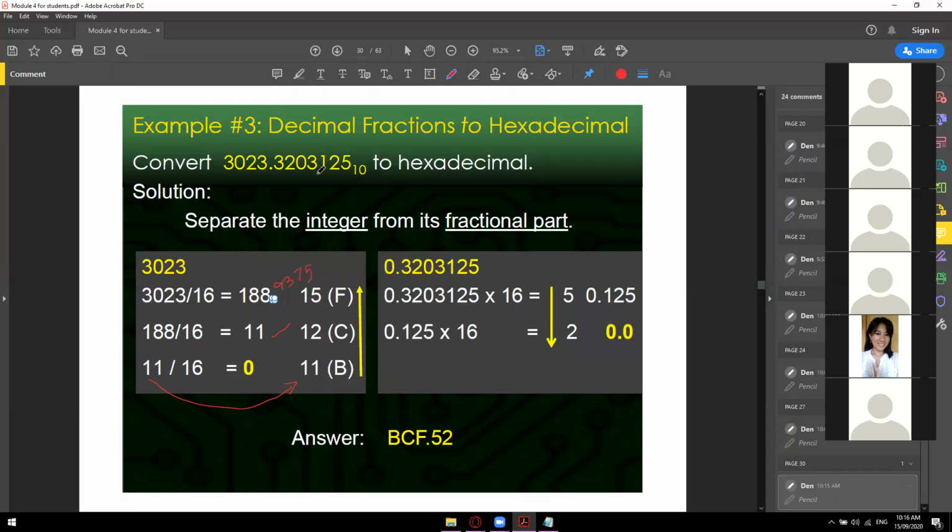And for the decimal part, multiply naman ang kailangan natin gawin. So, 0.3203125 times 16, then you'll get 5.125. And then 0.125 times 16, then you'll get 2. Okay? When the fraction part becomes 0, take the integer parts. Read it from top to bottom. So, 0.52.